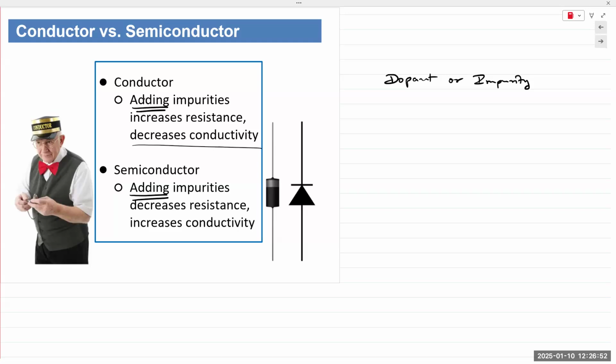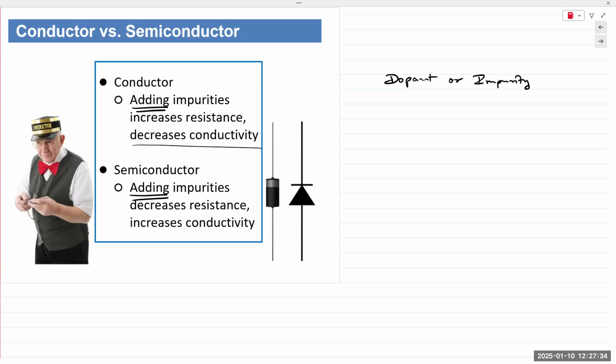If you add an impurity, now you're increasing the number of free carriers in there. So it decreases the resistance and increases the conductivity. It's the opposite behavior of a conductor, because now you're introducing more free electrons into the lattice structure. For a conductor, it's opposite. You add more in there, it causes problems with the free electrons that are already present because they will collide with the other atoms, knocking the electrons off their path. And so it increases the resistance for conductors.